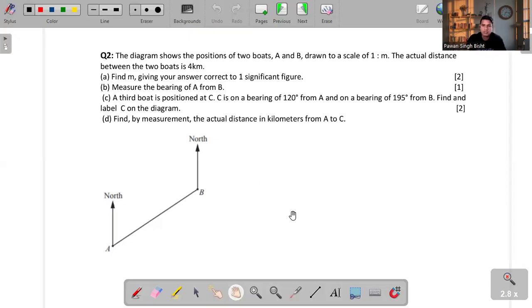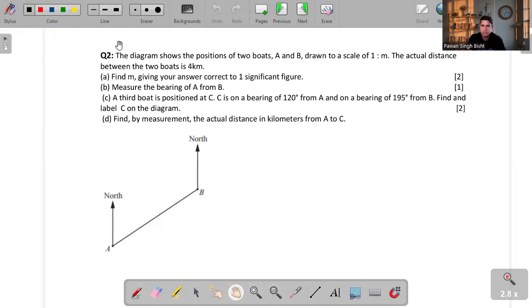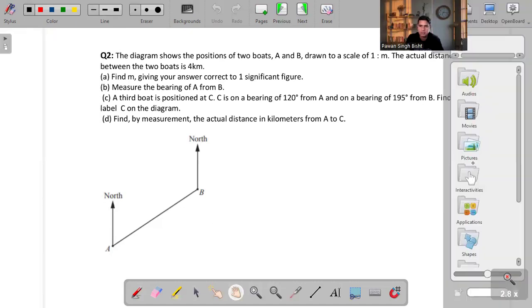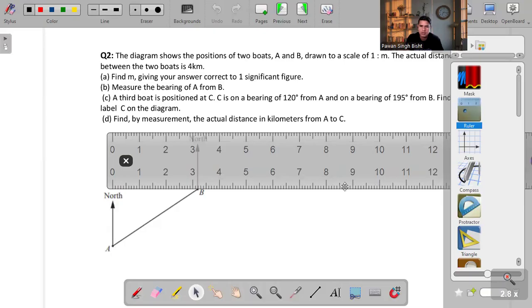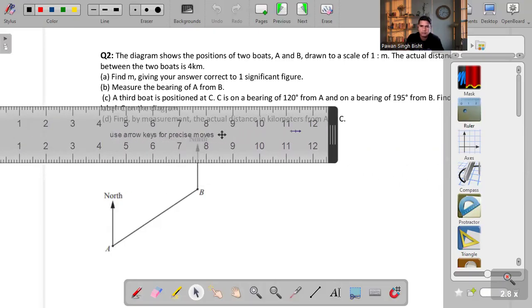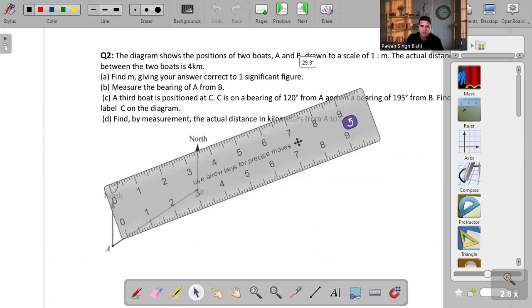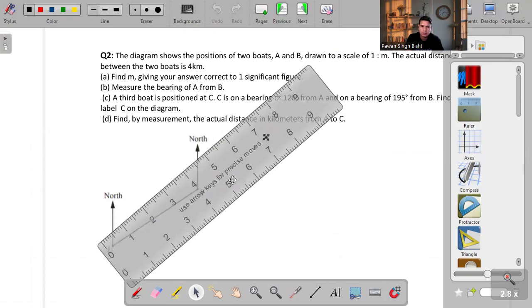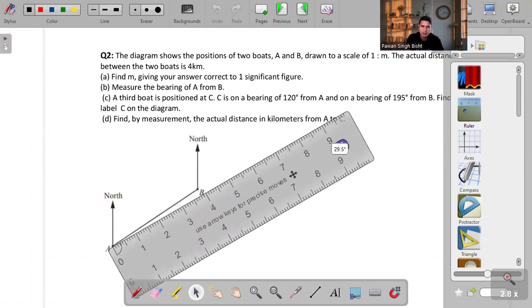Whenever you get this type of question, you have to use your ruler to solve the question. So we will use the ruler. Yeah, this is the ruler, as you can see. I will measure this length as per my requirement. How much is this length?